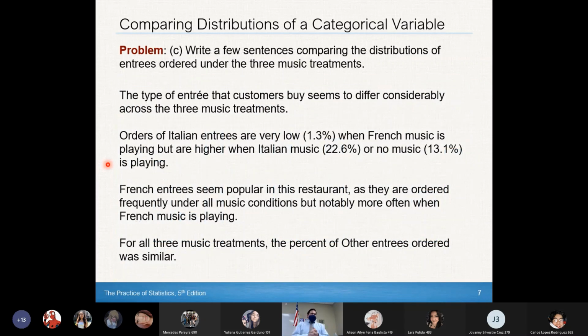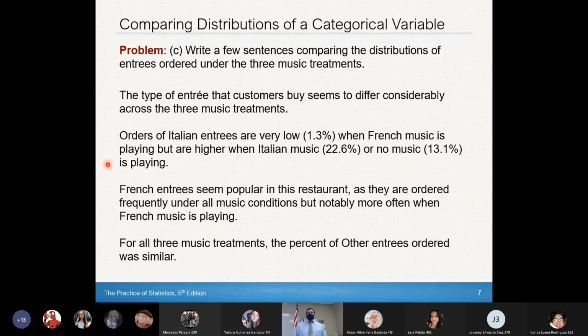All right, part C, write a few sentences comparing the distributions of entrees ordered under the 3 music treatments. The type of entree that customers buy seems to differ considerably across the 3 music treatments. Orders of Italian entrees were very low, 1.3%, when French music is playing, but are higher when Italian music or no music is playing. French entrees seem popular in this restaurant as they are ordered frequently under all music conditions, but notably more when French music is playing. For all 3 music treatments, the percent of other entrees ordered was similar.